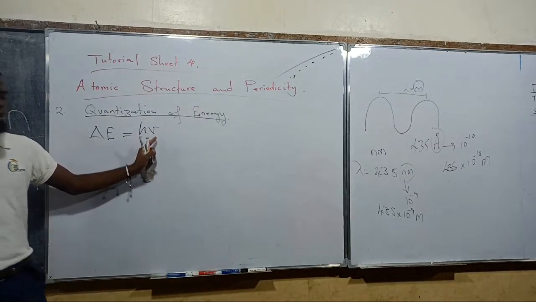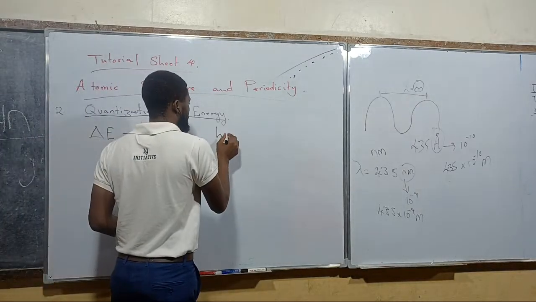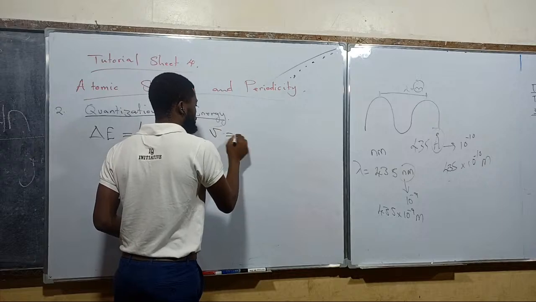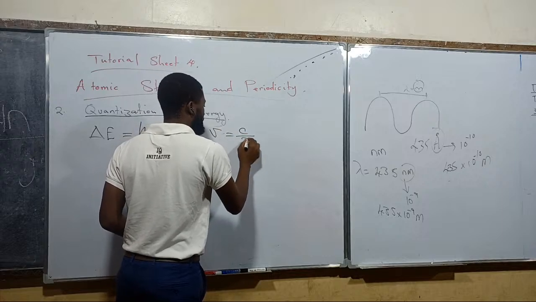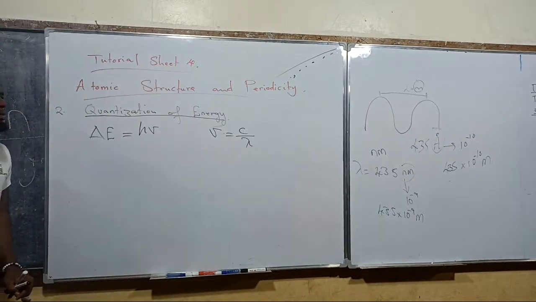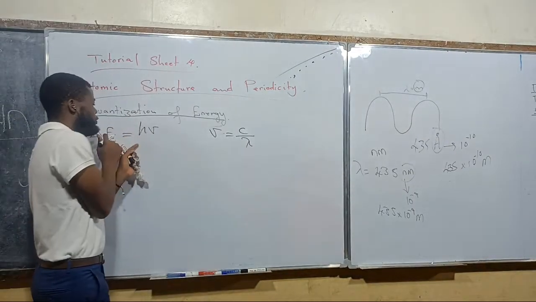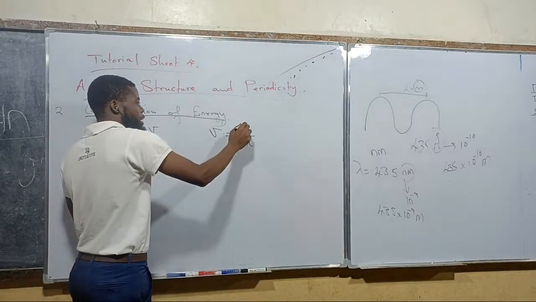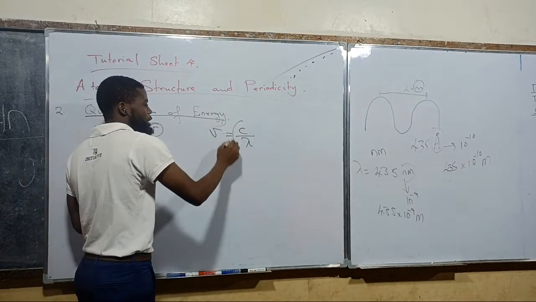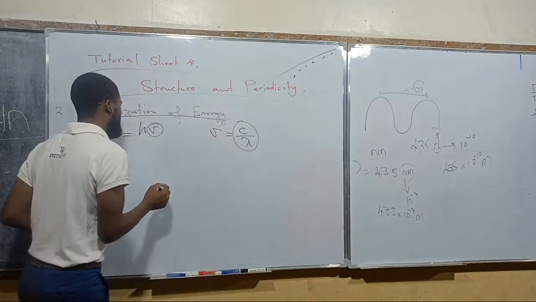Frequency, we do not say frequency. Frequency is equal to what? The constant speed of light divided by what? The wavelength. So this formula can be modified where you see the frequency, we can substitute with this, generating this formula.